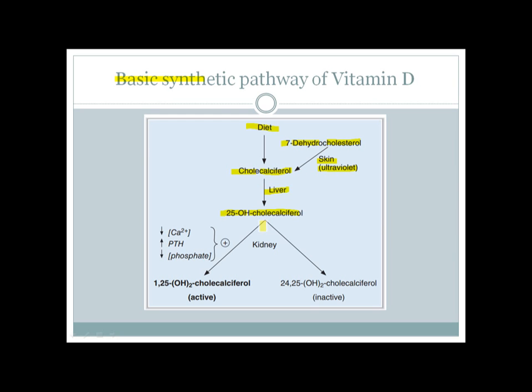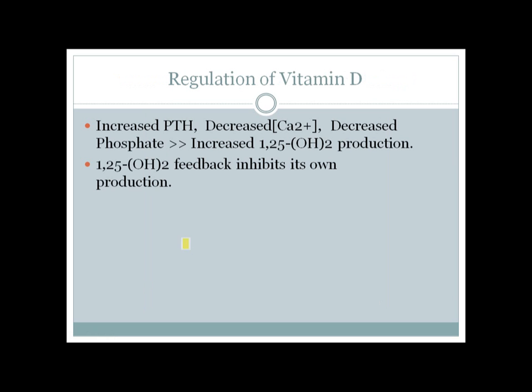And this 25-hydroxycholecalciferol has two fates. It can either be active or inactive. The active form is called 1,25-dihydroxycholecalciferol, and the inactive form is 24,25-dihydroxycholecalciferol. And the formation of 1,25-dihydroxycholecalciferol is stimulated by a low calcium, a low phosphate, and a high parathyroid hormone.